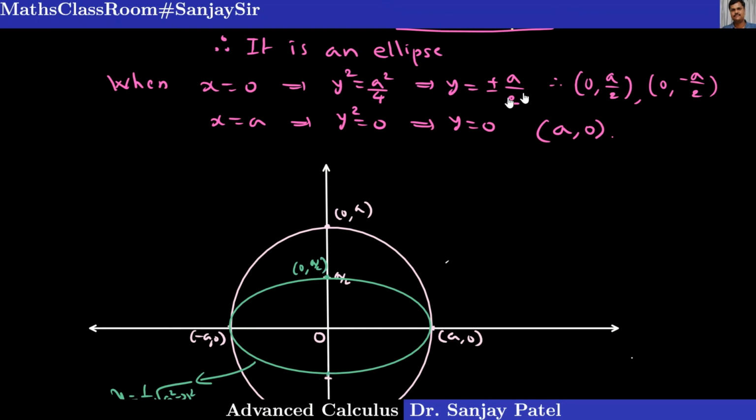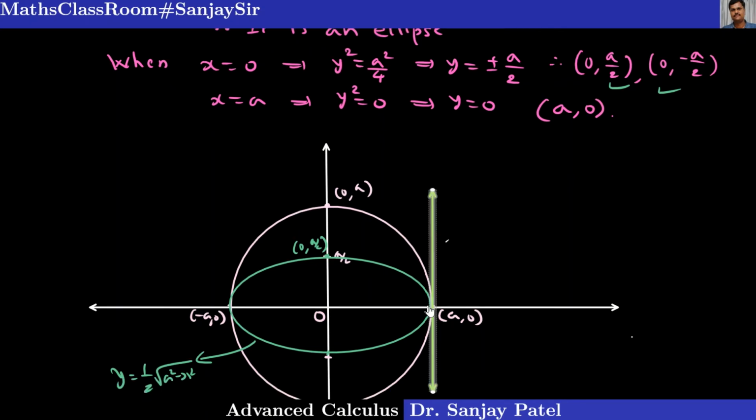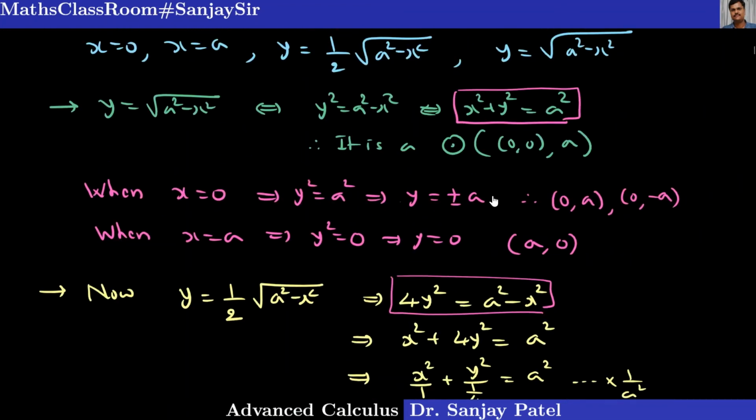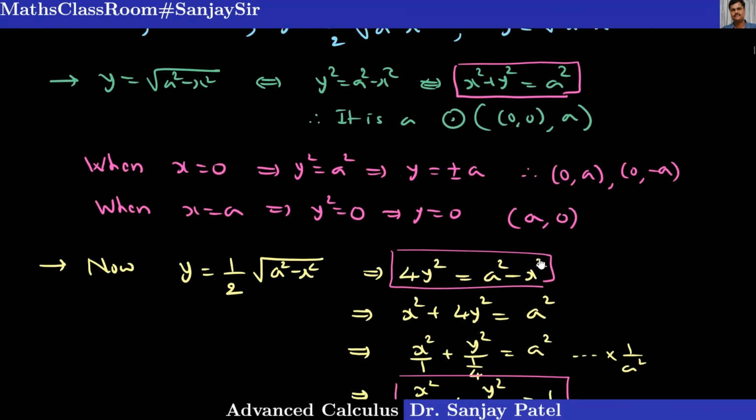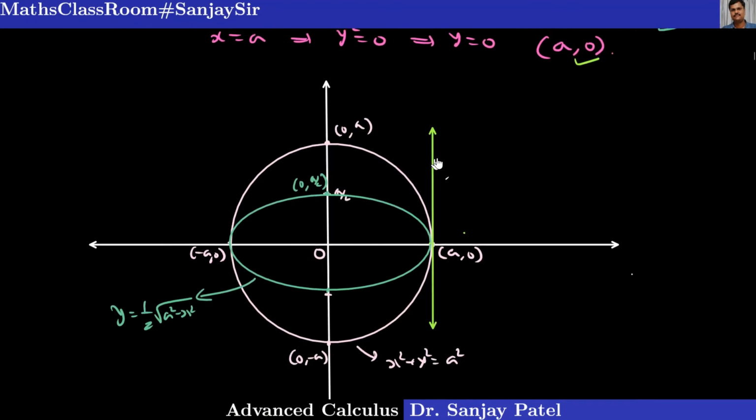And note that these 2 points are there on this ellipse, and also it is intersecting the line x equal to a. What is the line x equal to a? It is a line passing through the point a comma 0 and parallel to, say, y-axis. So it is this line. So this ellipse and this line are intersecting at the point a comma 0, and also we know the circle is also intersecting the line x equal to a at the point a comma 0. It is written here. So let me just write the equation of this.